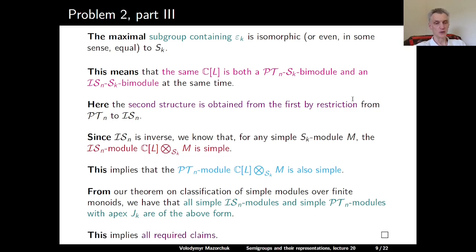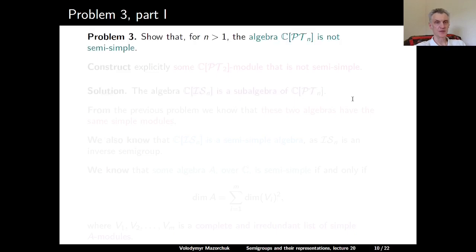So this implies all required claims and completes the solution to problem 2. Problem 3. Show that for all n greater than 1, the algebra C Ptn is not semi-simple. So the complex semigroup algebra of Ptn is not semi-simple for n greater than 1. And construct explicitly some module over Pt2 over the complex numbers that is not semi-simple.